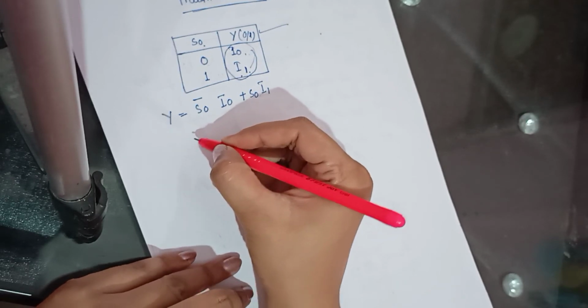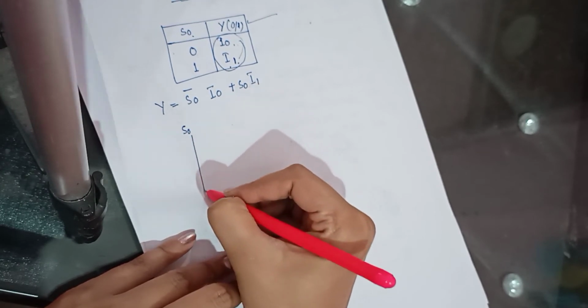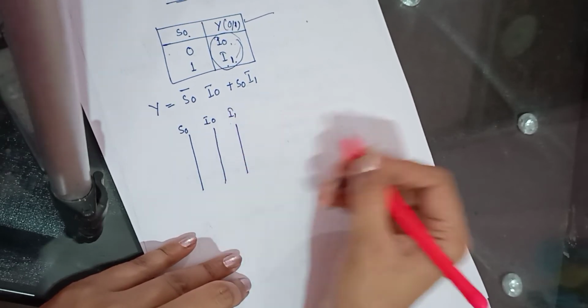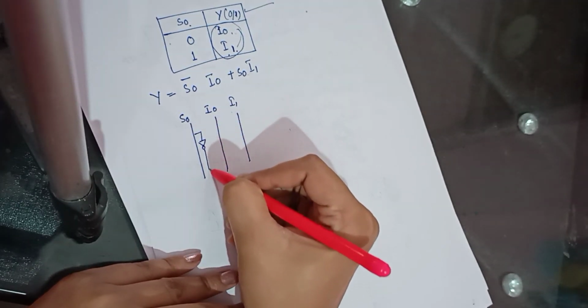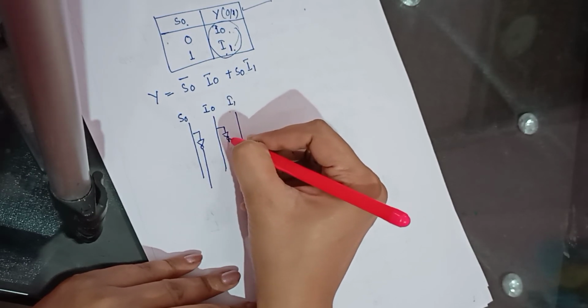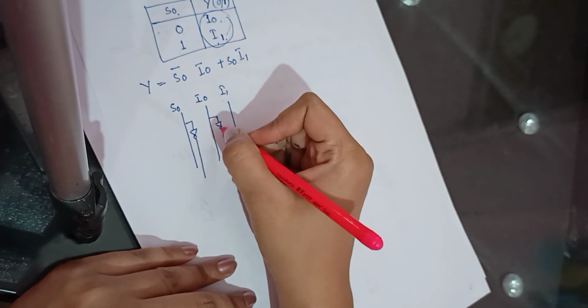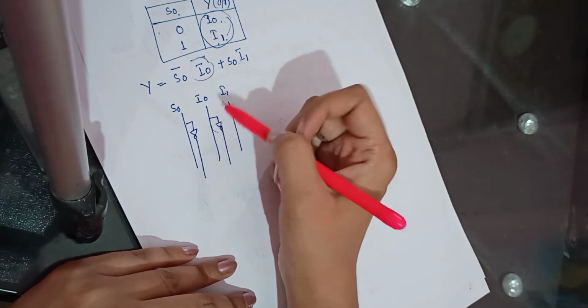Then we will draw the logic circuit diagram. This is your S0. This is your I0. This is your I1. Clear? Then S0 bar. This is your S0 bar. I0 bar means an inverter is connected here. Then this is your I1, and here I0 bar is not required. If I0 bar is present, then we can draw it, otherwise it is not necessary.